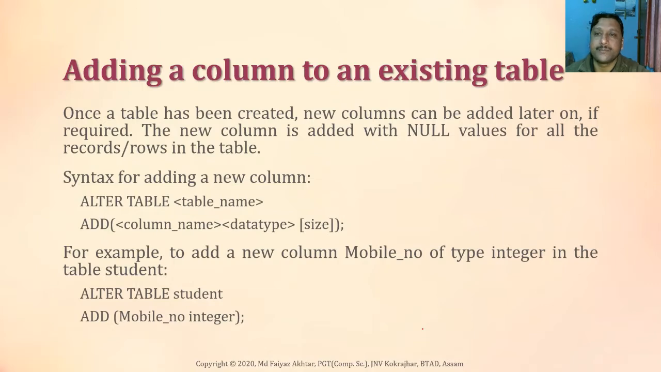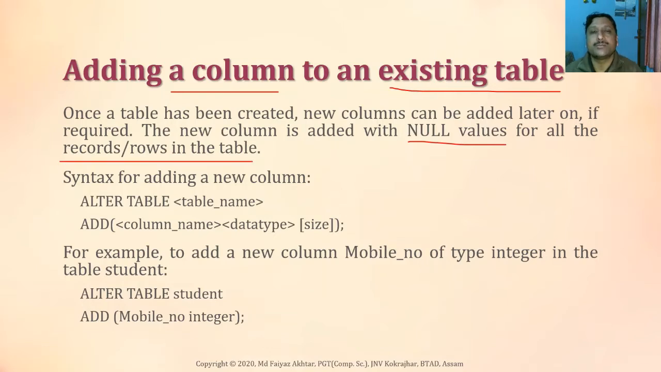See one by one. Adding a column to an existing table. Suppose you want to add a new column in an existing table, then how do we do it? Once a table has been created, new columns can be added later on if required. The new column is added with null values for all the records or rows. Suppose a table is containing 4 columns. You want to add a fifth column and there are 10 rows. Already 10 rows are there, and if you add a new column in that table, then in all the 10 records, null value will be placed.